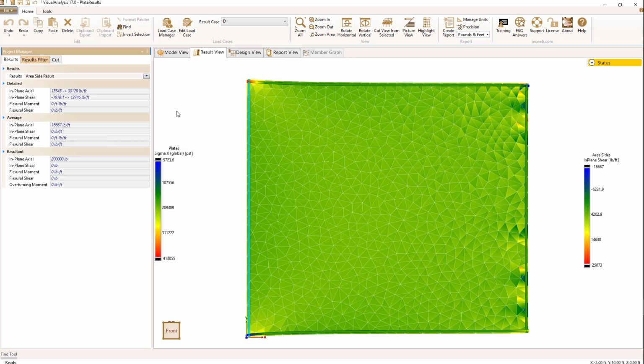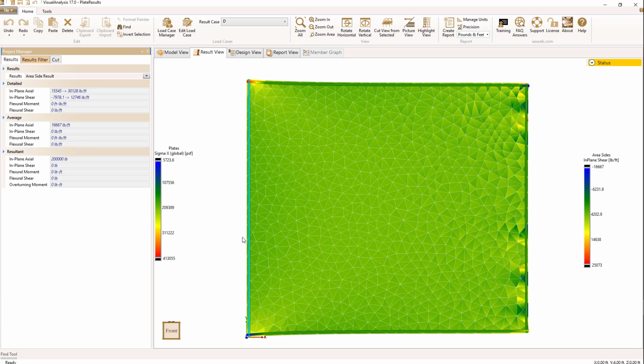So what are we talking about when we talk about in-plane axial? We're talking about the loads that result from forces perpendicular to the side. So it would be like the support reactions along this right edge that go in the negative x direction. So that's the definition of in-plane axial.